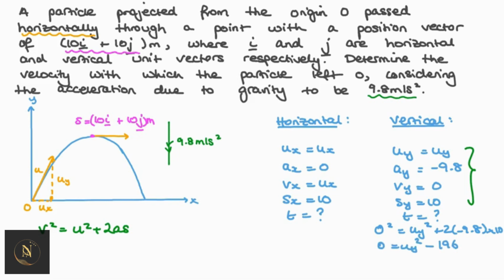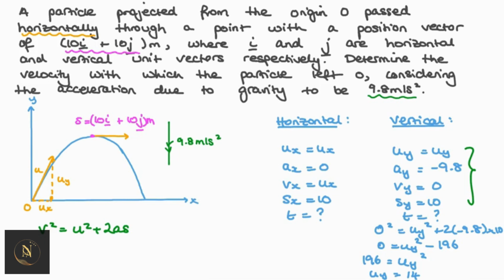This simplifies to 0 equals u sub y squared minus 196. We add 196 to both sides, and then we're going to square root both sides of the equation. The square root of 196 is 14, and we're not interested in the negative square root because we define the initial velocity to be in the positive direction. So we found the value of u sub y, but how do we find u sub x?